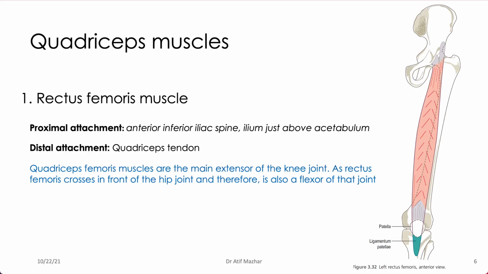And then this is the action of my quadricep muscles. They are the main extensor of the knee. And the rectus femoris, as it crosses this hip joint, that's why it is a flexor of my hip joint, but the primary flexors of my hip joint are iliopsoas muscle. What is this iliopsoas? Iliacus and psoas major muscle. Same nerve supply, we have already talked about it.